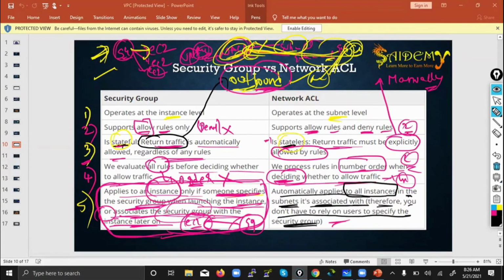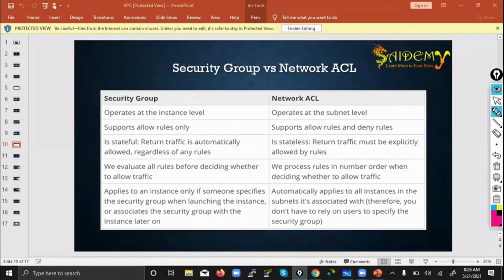Why? Because the simple logic is NACL acts as security at the subnet level, whereas security group acts as security at the instance level. So has anyone understood this point, guys? I will explain this point to you. The right side point under NACL. What are they trying to say?